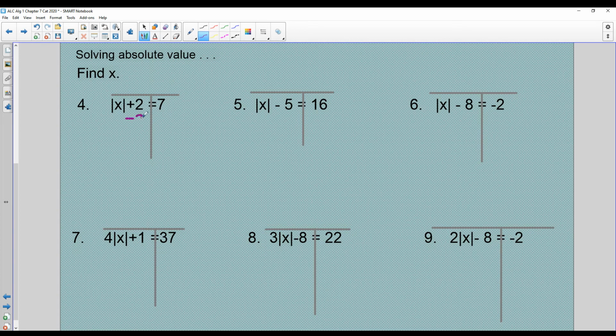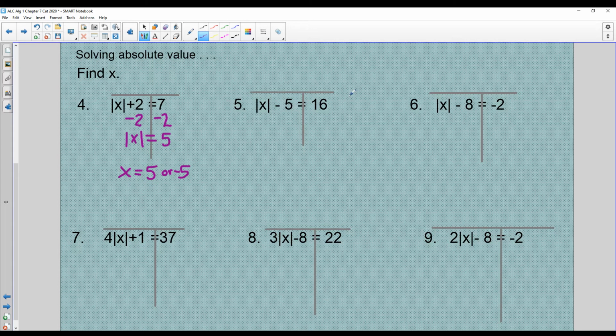The answer is you subtract 2. So what is 7 minus 2? And the answer is 5. All right, now you don't stop here, because how many answers do most absolute value problems have? That's correct, they have 2. And so you're thinking to yourself, what 2 numbers have an absolute value of 5? And then you can say that x equals 5 or -5.